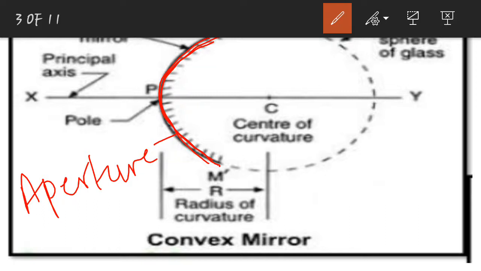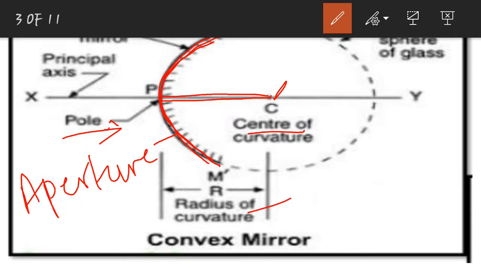Then we have the pole. The pole is nothing but the center of the reflecting surface. As you can see here, this is the pole. Clear? The center of the reflecting surface is called the pole, and this is called the center of curvature. The geometric center of the hollow sphere of which the mirror is a part is called the center of curvature. Then we have the radius of curvature. The radius of curvature is the distance between the pole and the center of curvature.